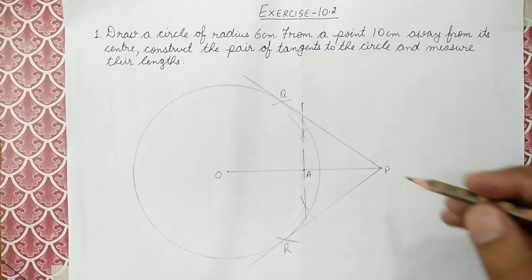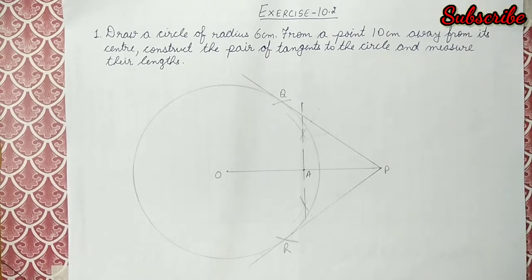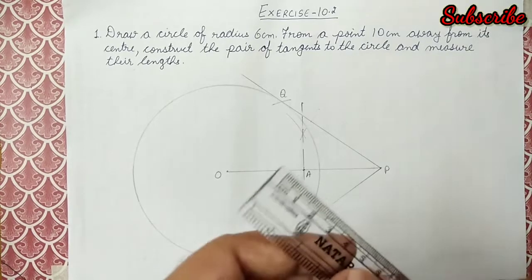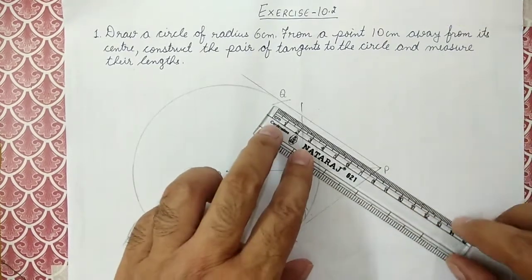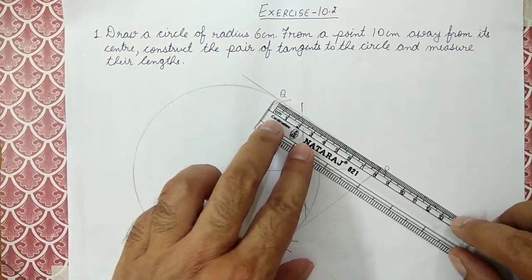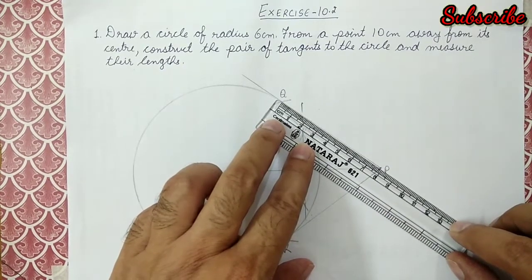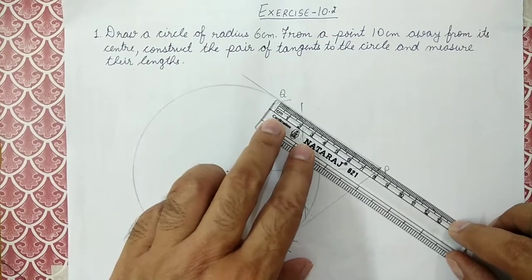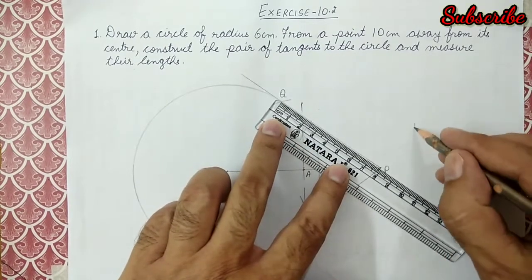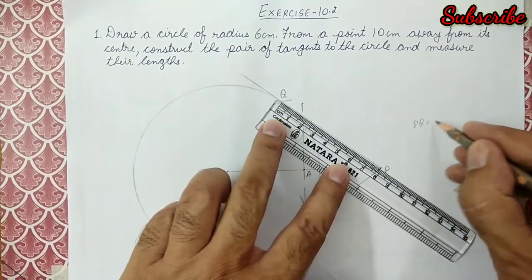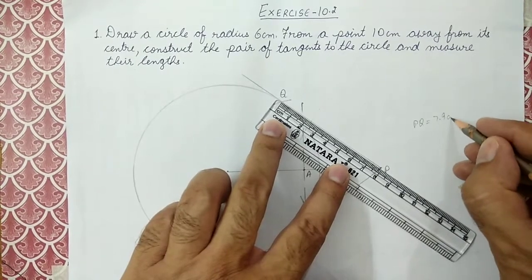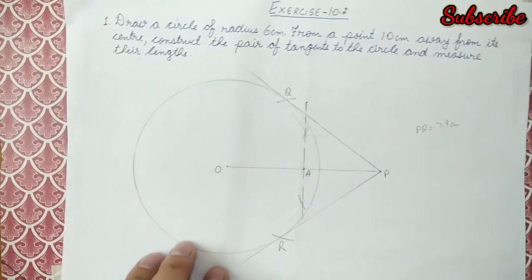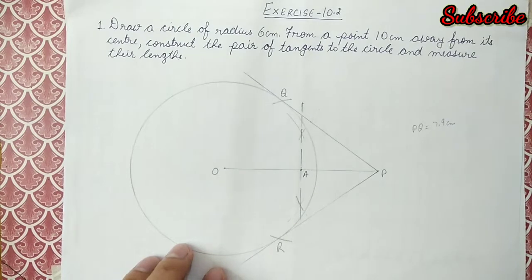So what you can do, you can just keep the scale. You can use the scale to find the length of the tangents. Obviously, the length of the tangents would be equal. So you just keep it here and you can measure it. It will be something equal to 7.9. So we have PQ equal to 7.9 centimeter. And obviously this PR will be also equal to 7.9 centimeter, right? Let's go to the next question now.